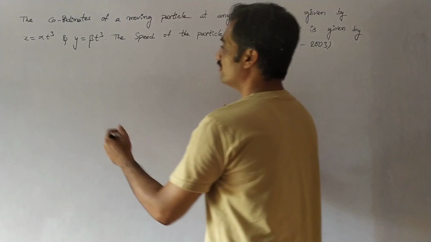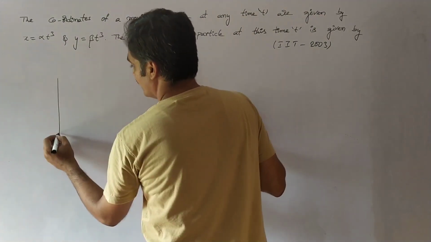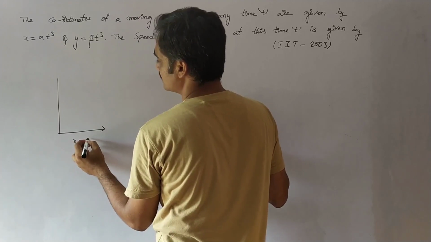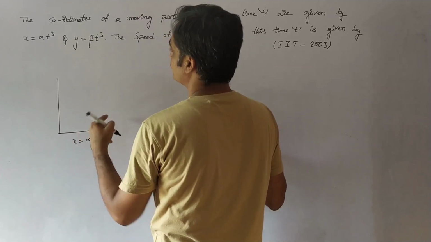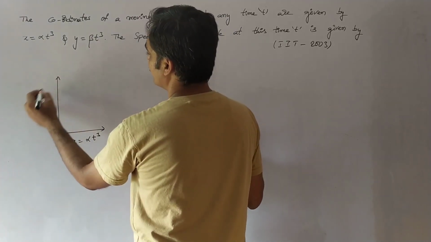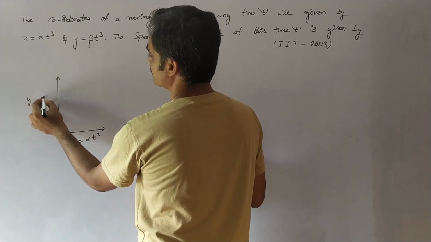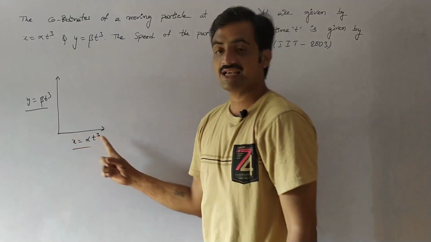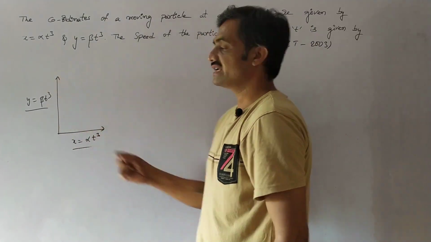So here, in order to find the velocity, observe that the position of the body along the x axis is given as x equals alpha t cube and the position of the body along the y axis is given as y equals beta t cube. Now we have to find the velocity along the x axis as well as along the y axis.